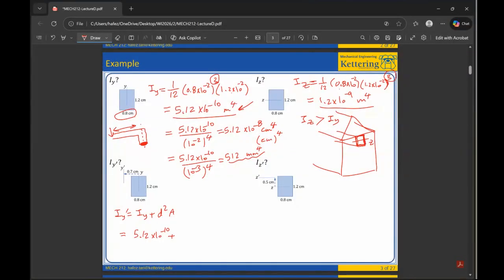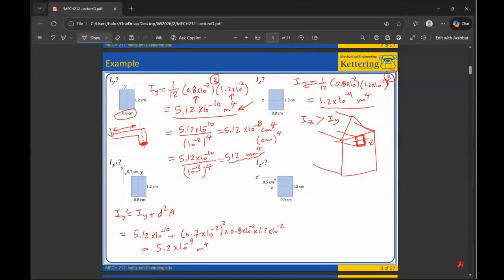Offset is given to be the distance between y and y prime, 7.7 centi, we know is 10 to negative 2, squared, and area of this object is base times height. You don't have to collect these numbers from the geometry again. Just look at what you put for I. So base and height are already given there. All right, so longer calculation. So this is 5.2 times 10 to negative 9 meter to the fourth.